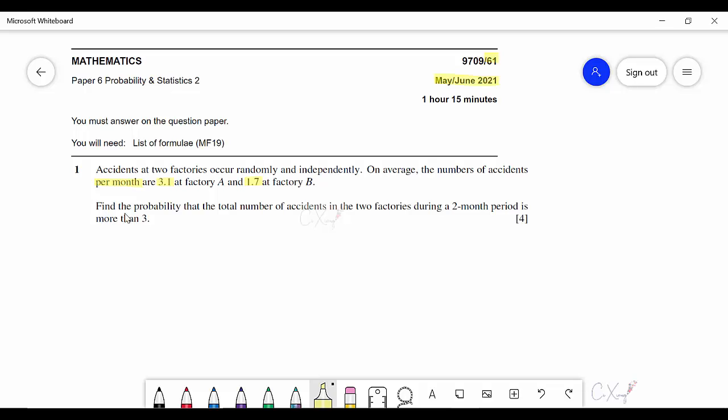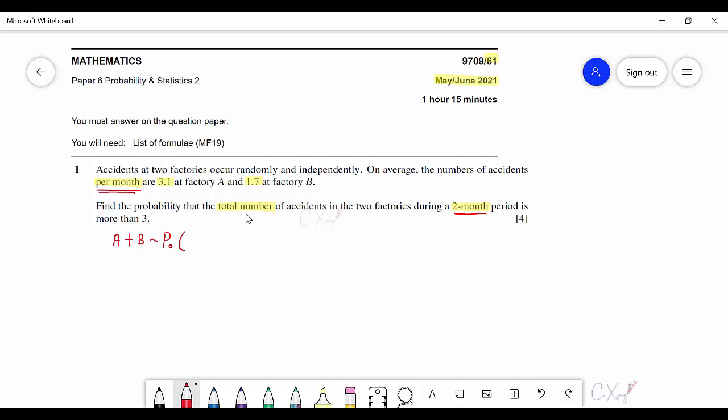Okay, so now they want us to find the probability that the total number, which is another keyword, the total number of accidents in the two factories during a 2 month period is more than 3. Before we can find the probability, we need to find out the average number for both factories for a 2 month period. Please take note that the interval given for the average number is 1 month, so they are asking for the probability for 2 months. Therefore, you need to adjust the average number first, or what we call the mean or the lambda, before we can calculate the probability.